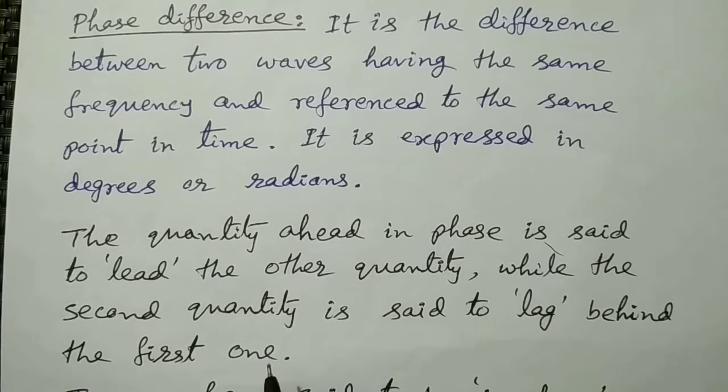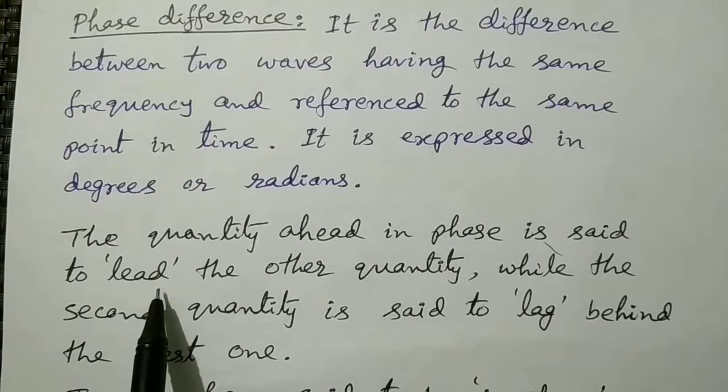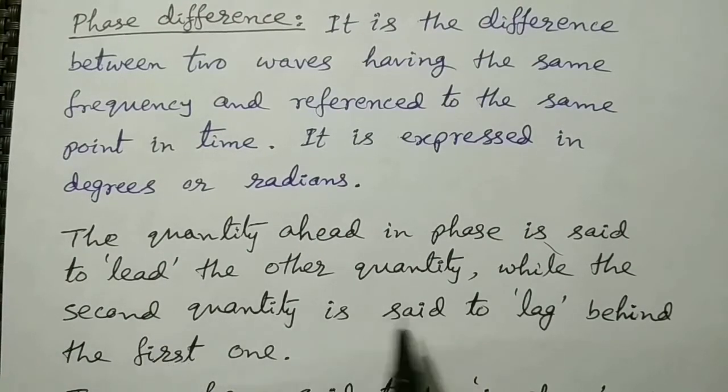That means when we draw the phasor diagram of two or more alternating quantities, the phasor of the alternating quantity which is ahead of the first one is considered to lead the first parameter, and the second parameter is considered to be lagging behind the first one.